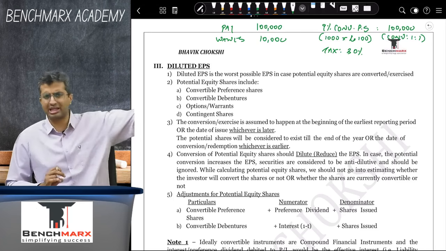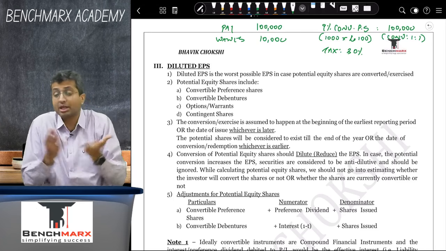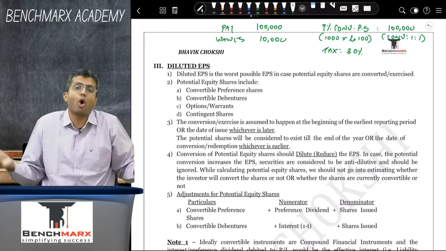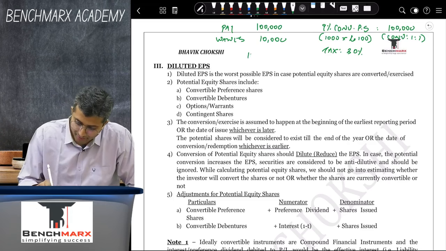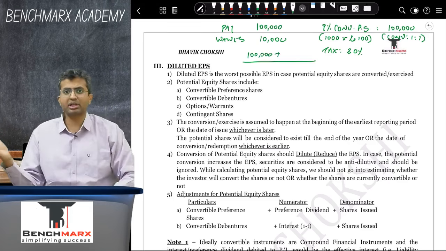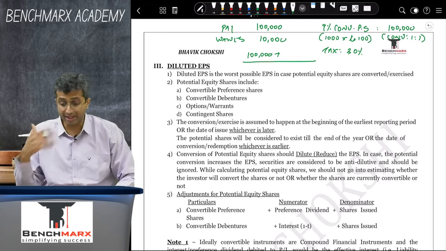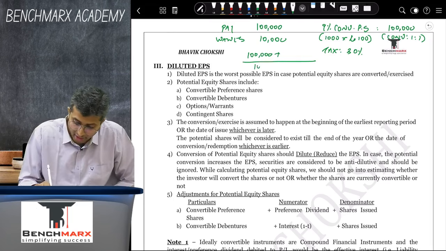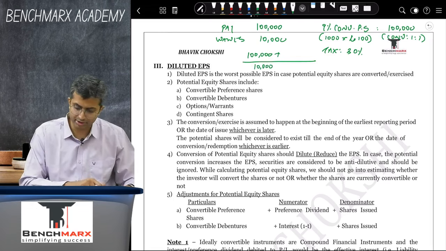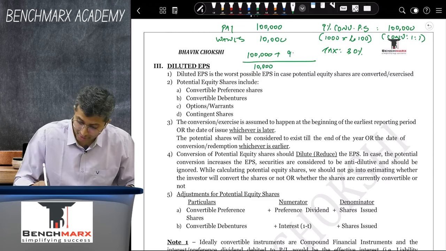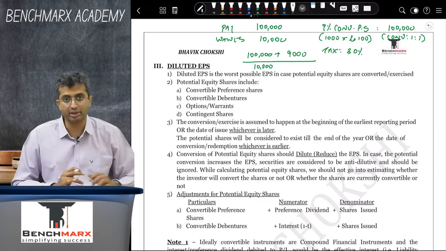So if the preference shares were in existence from the beginning of the year, then from the beginning. If they came into existence during the year, obviously from the date when they first came into existence. So over here, we will say 1 lakh rupees. But this 1 lakh rupees is after deducting everything, the preference dividend, interest, everything. But if they were to be hypothetically converted, then the preference dividend will no longer be paid. So this is 1 lakh into 9%, that comes to 9,000. So you will add 9,000 over here.